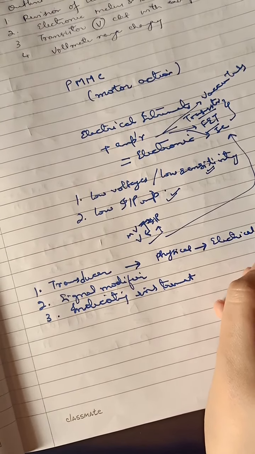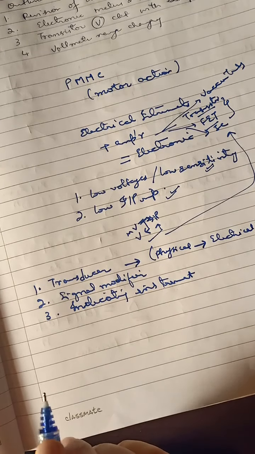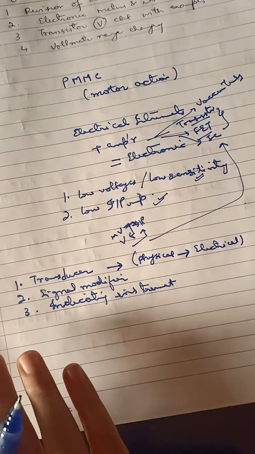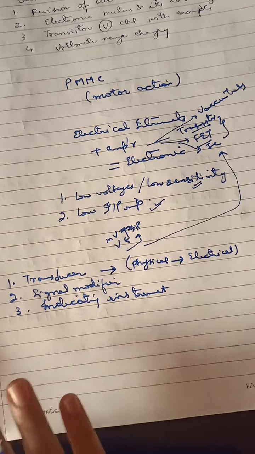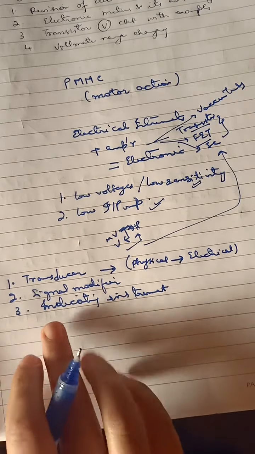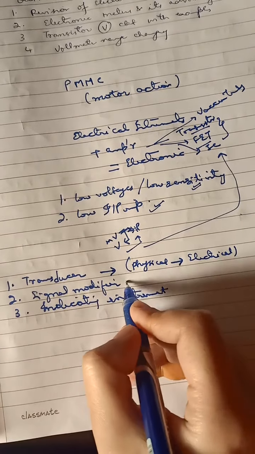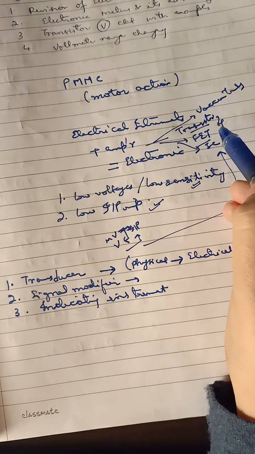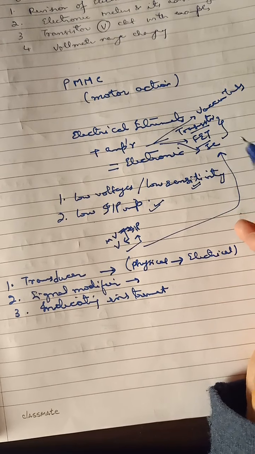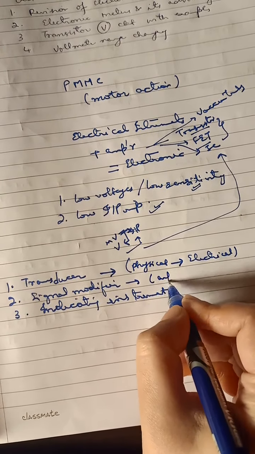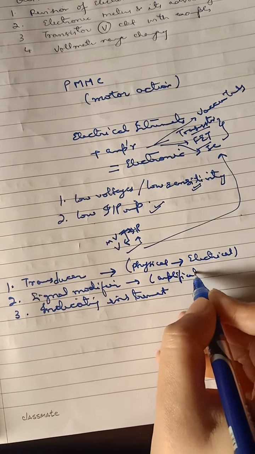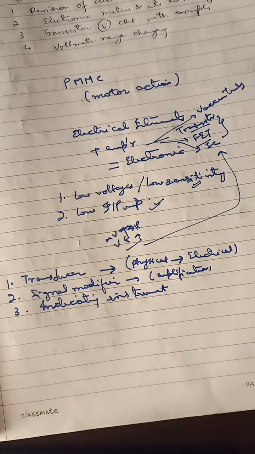Okay, its function is that only, and it is an optional part. It is used only if the quantity which we are measuring is a non-electrical quantity. Then signal modifier. Signal modifier obviously here in this case is a transistor or a field effect transistor, which does what, amplification.